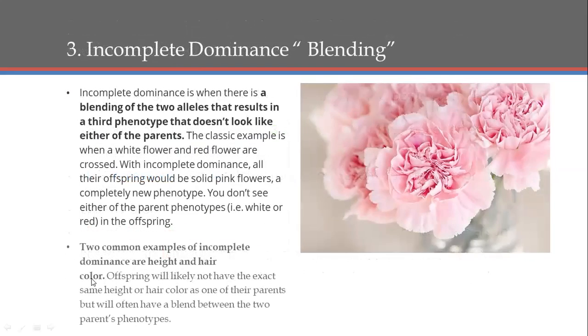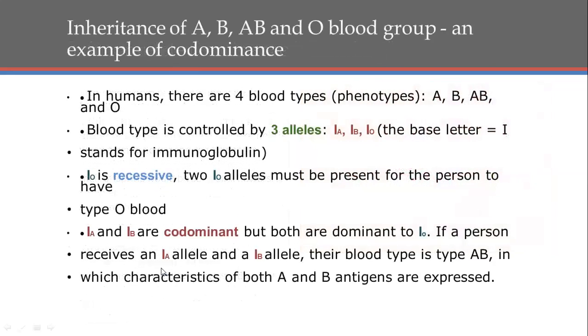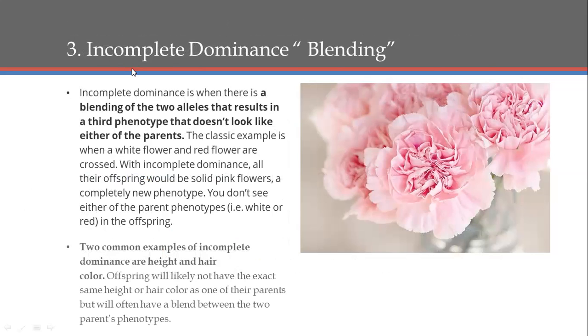Two common examples of incomplete dominance in humans are height and hair color. If a tall parent and a short parent mate, you can find that the kids are neither tall nor short, but intermediate, in between them. Offspring will likely not have the exact same height or hair color as one of their parents, but will often have a blend between the two parents' phenotypes. This is for incomplete dominance, where we said height.